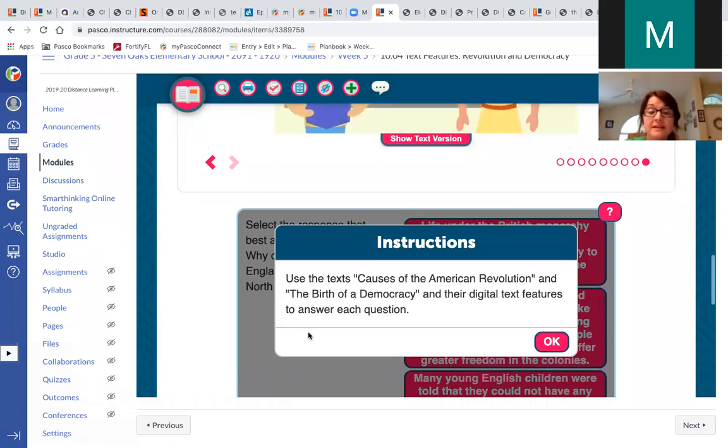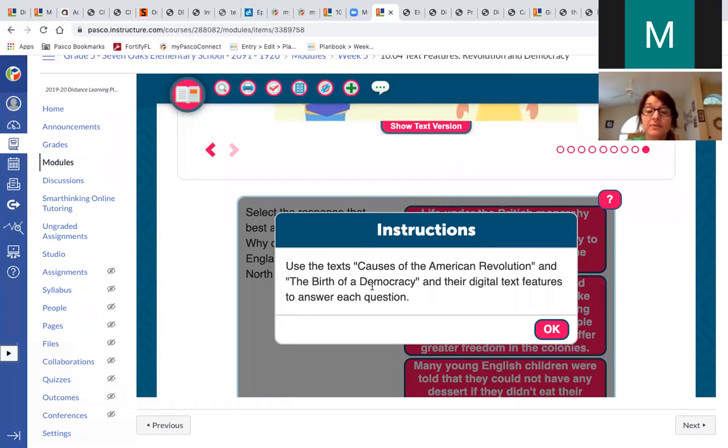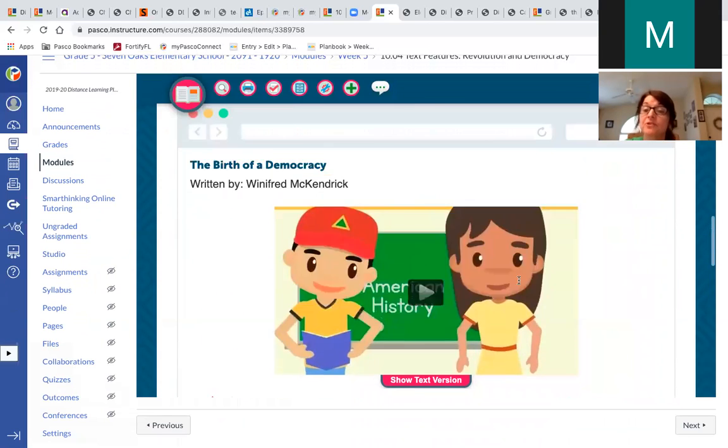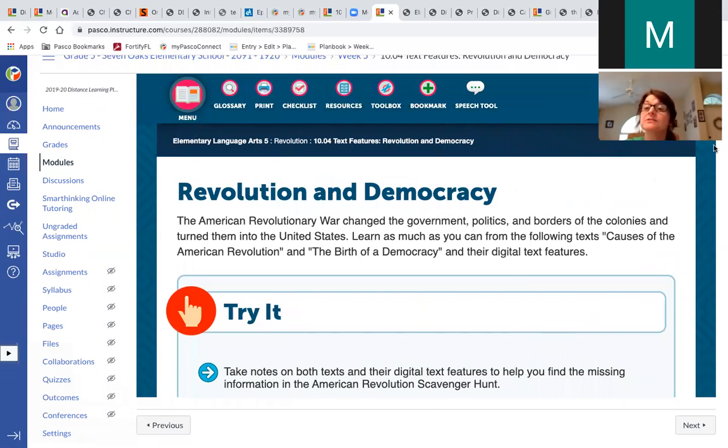Before you go to the next slide, just make sure that you read through the instructions, use the texts Causes of the American Revolution and Birth of a Democracy, and then you're going to look at these digital text features to answer each question. So make sure you do that before you go on to the next slide.